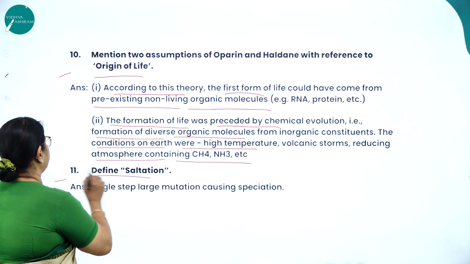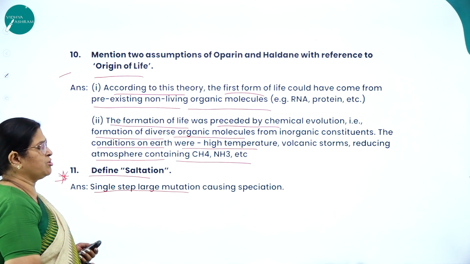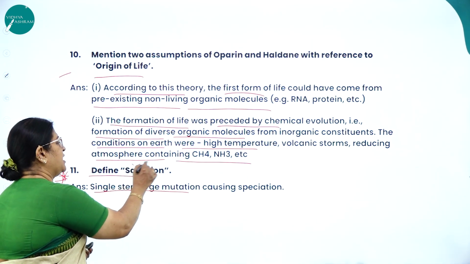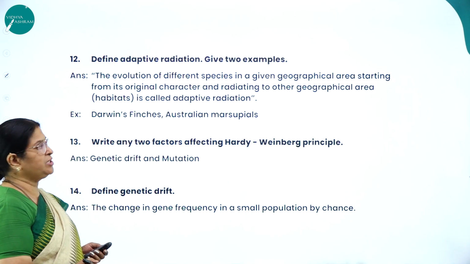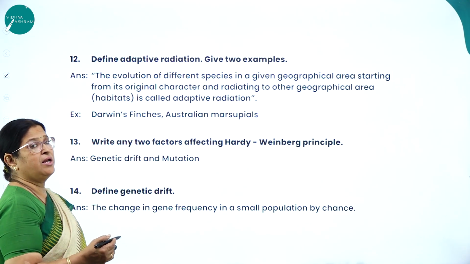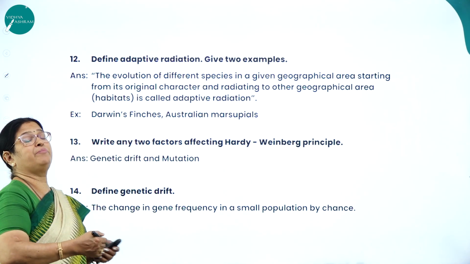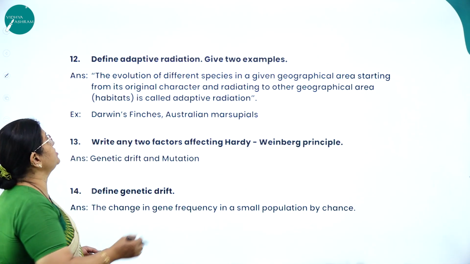Next, define saltation. This is also a very important question. Single step large mutation causing speciation is called saltation. Next, question number 12. Define adaptive radiation giving an example. Already I explained, but why I have given again here is that this was the question which was repeatedly asked in the previous question papers.